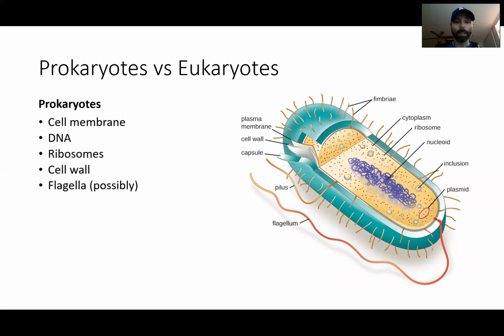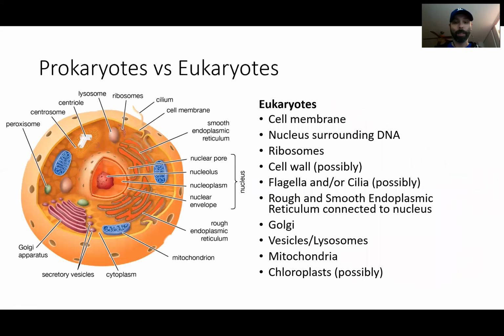The cell wall's there for protection. You might need to move around, so the flagella might be on the bacteria, might not. But really all you need are the DNA and the ribosomes and the cell membrane, right? But doing just the minimum is not usually the best strategy. And so eukaryotes come along and have much more than the bare minimum.